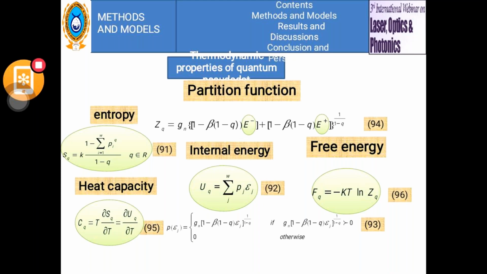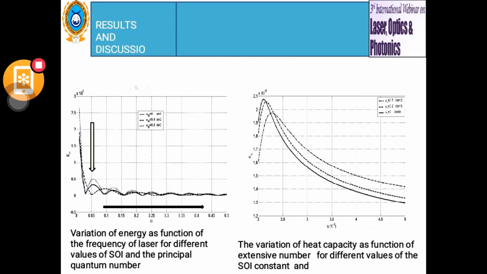The energy needed to change the temperature in our system is related to the heat capacity, given now in equation 90, and equation 95. After calculating the thermodynamic properties analytically, we are going to use the MATLAB application to simulate our results.